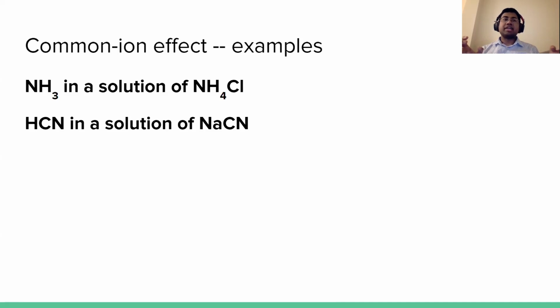That reduces the amount that NH3 is able to act as a base, because it imbalances the equilibrium, which forces more NH3 to be formed instead of acting as a base. And then in the other example, we've got a weak acid whose conjugate base, cyanide anion, is present in the salt. And the same thing happens, but instead of a weak base and a conjugate acid, it's a weak acid and a conjugate base.